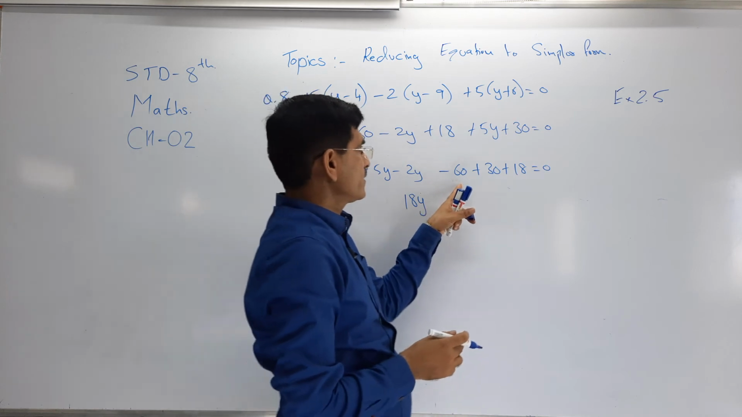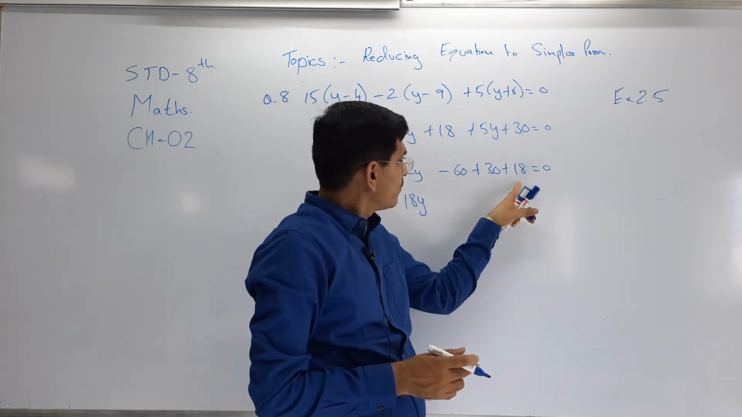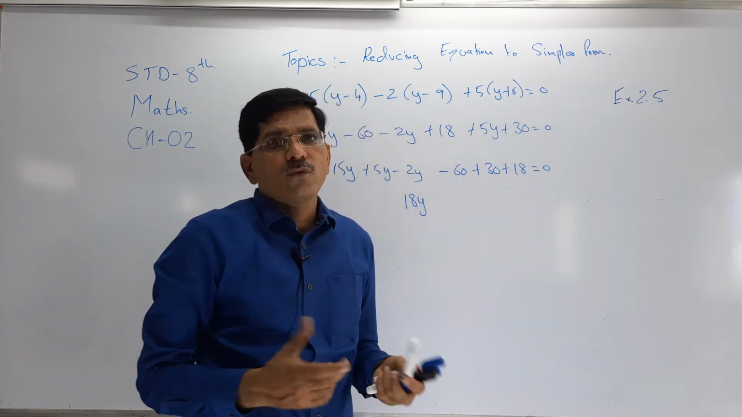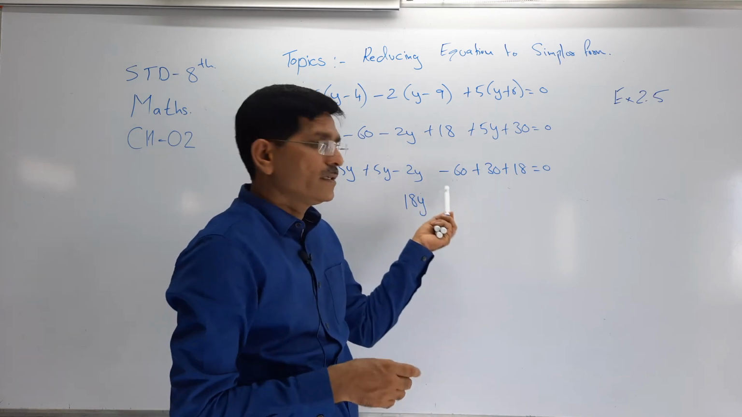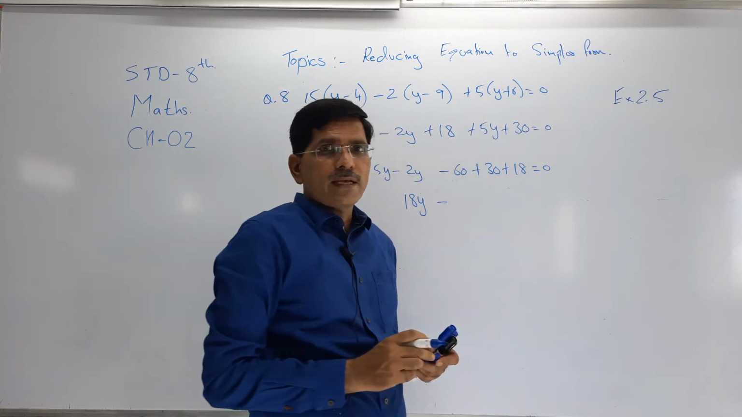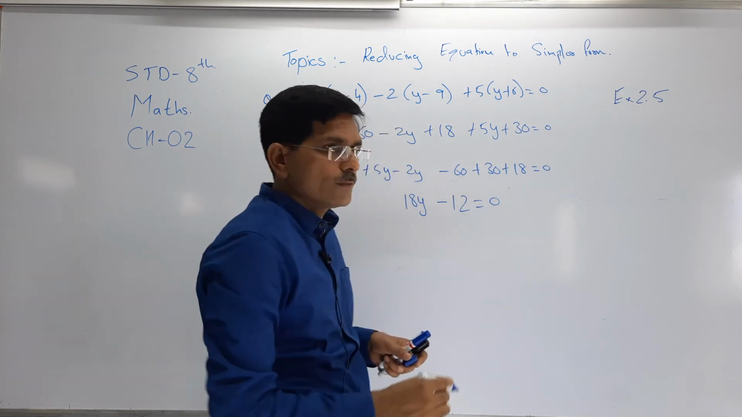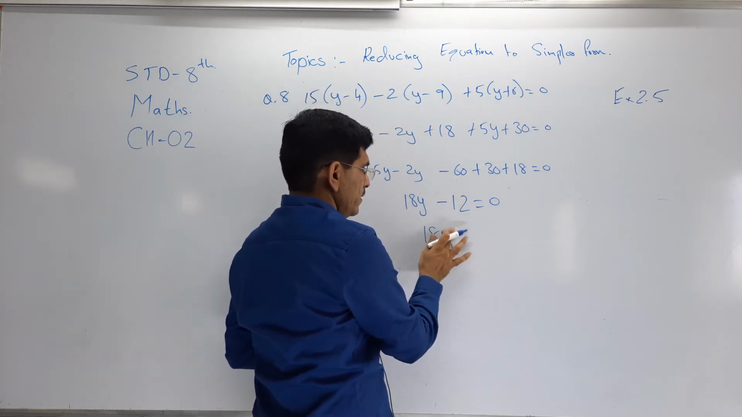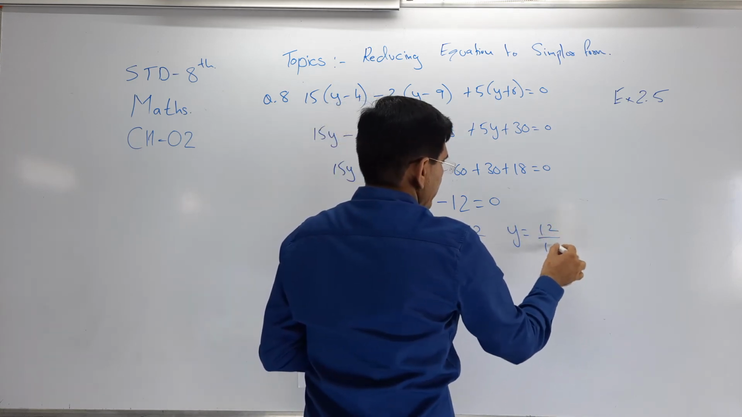Now minus 60 plus 48, minus 60 minus 30 plus 18 that is 48. So 60 minus 48, but the bigger term is negative, so I have to put minus, and 60 minus 48 that is 12 is equal to 0. So 18y is equal to 12. So y is equal to 12 upon 18.